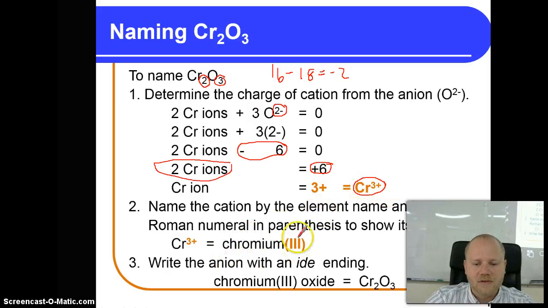To write the name of that ion, remember, we just take the charge and we write it in Roman numerals. So it becomes chromium III. Then take the anion, oxygen, take the first part and add IDE. So we get chromium III oxide is the name of this compound.